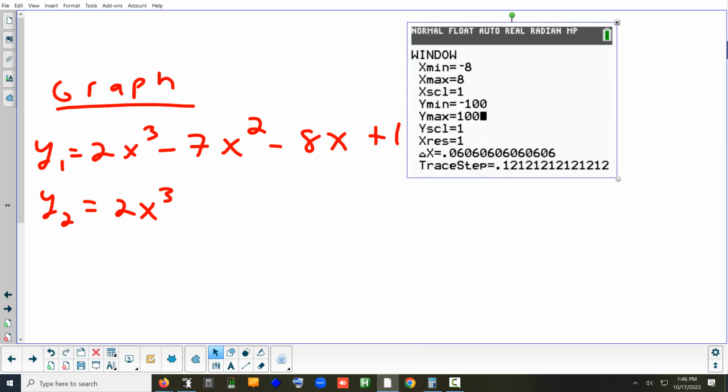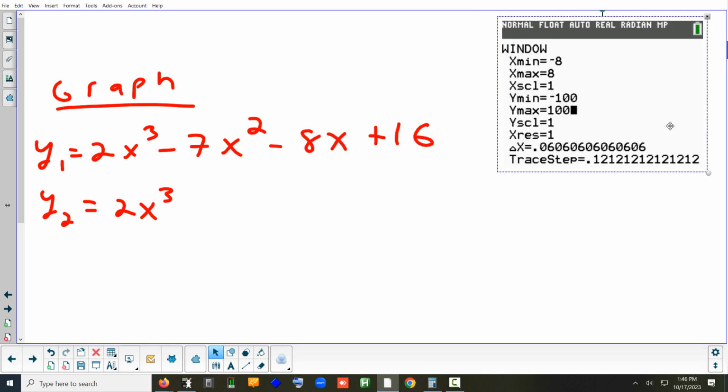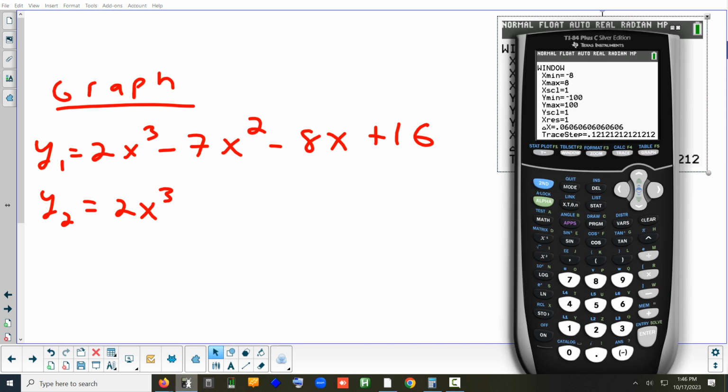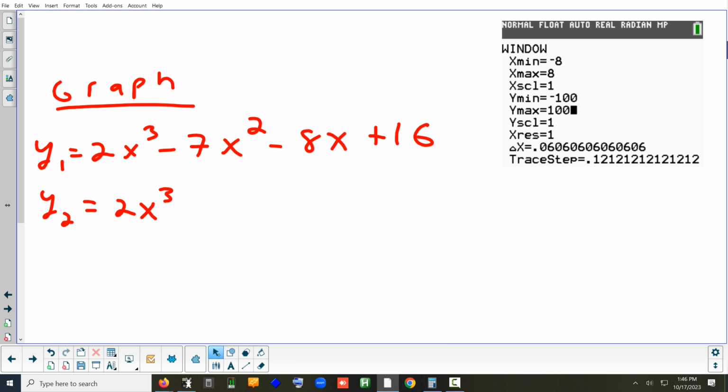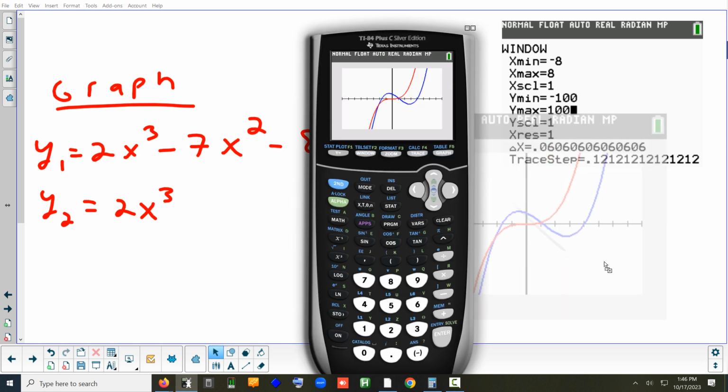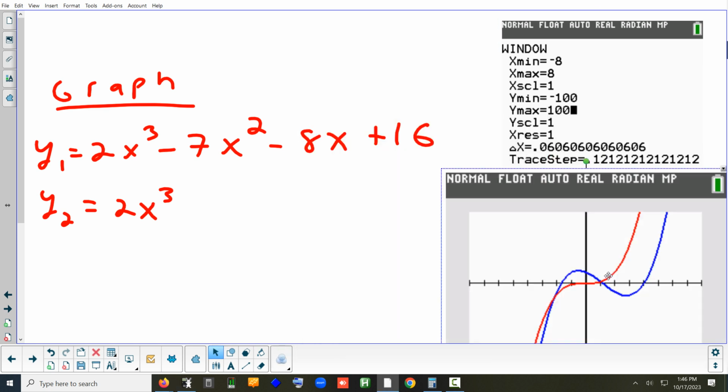All right, let's graph it and let's see what they look like. Okay, so there's the first one. That's the y1. And here's the y2. Okay. Do they look the same? No. I think if you look at them in that window, they definitely look different.